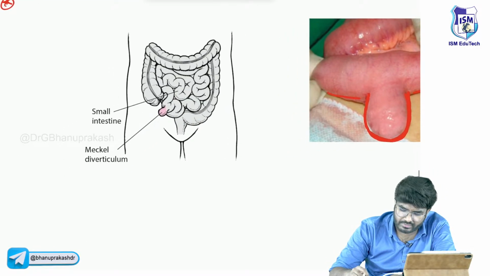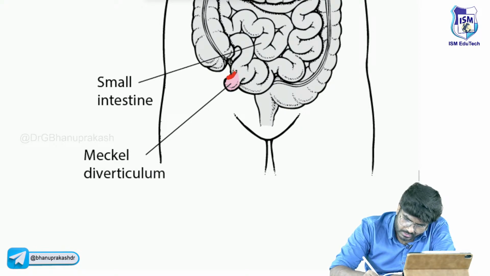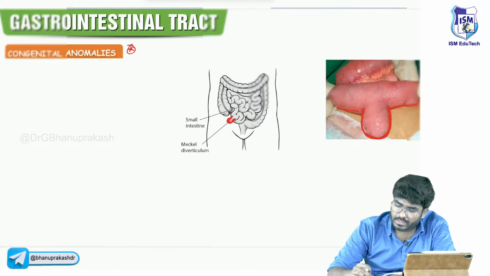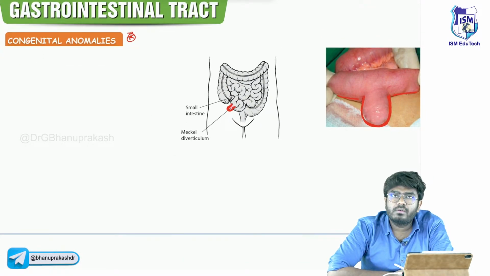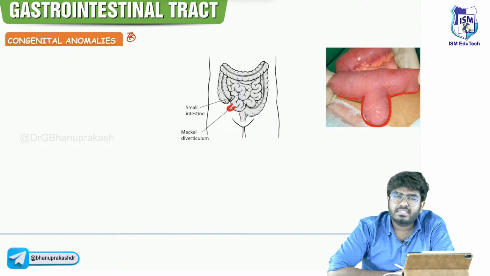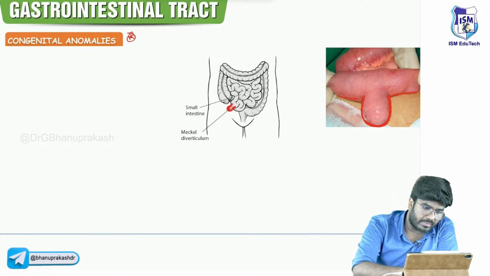So, this is Meckel's diverticulum. In yesterday's class, we have seen the Zenker's diverticulum, the traction diverticulum, and the epiphrenic diverticulum. The traction diverticulum is an example of true diverticulum. Zenker's diverticulum and epiphrenic diverticulum are examples of the pseudo diverticulum or the false diverticulum. Now here, with this Meckel's diverticulum, let me write the important points one by one.